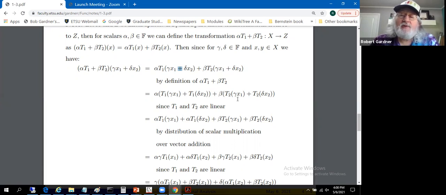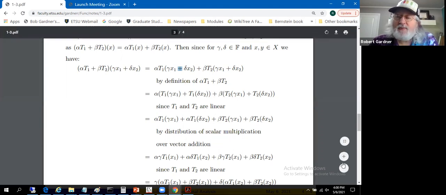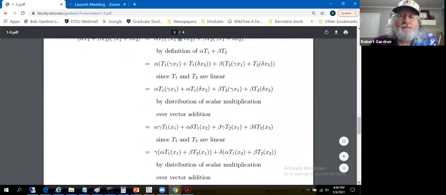T2 of gamma x1, T2 of delta x2. All right, we could also bring these gammas and deltas outside of those transformations. We will, just not in the next step. Next step, let's take the alpha and distribute it, and take the beta and distribute it. So we'll get an alpha on this vector and this vector, and we'll get a beta on this vector and this vector. Simple distribution, scalar multiplication over vector addition.